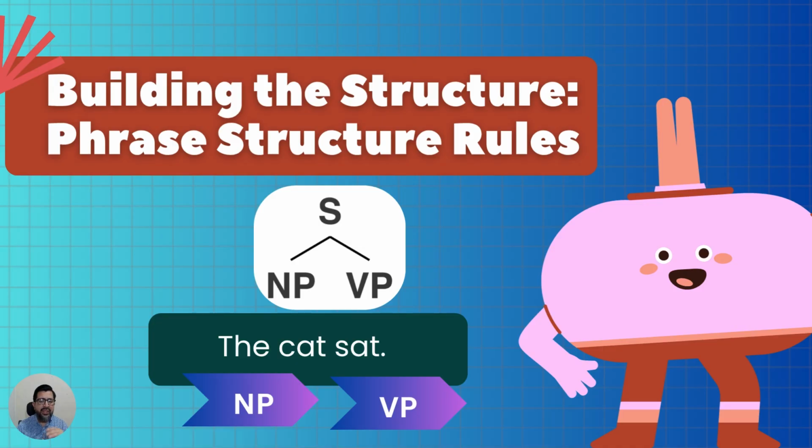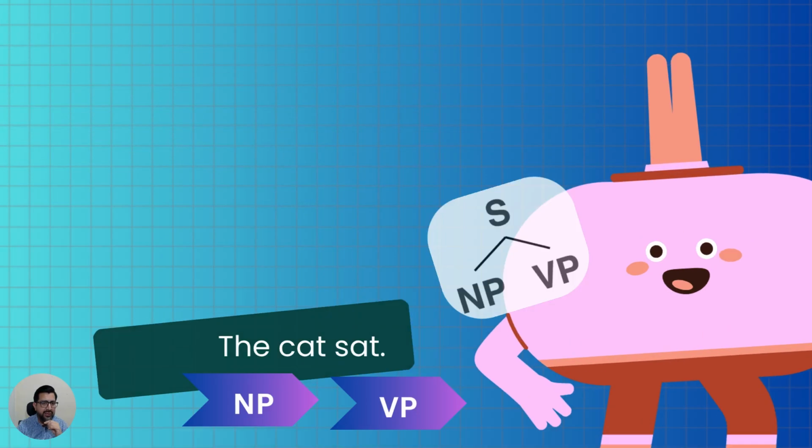Remember that the NP, or noun phrase, is the subject part of the sentence, and the verb phrase is the action part. So we have an example over here. The cat sat, this is a sentence. And we have the NP, the noun phrase, the cat, and the VP, sat. All right, easy.